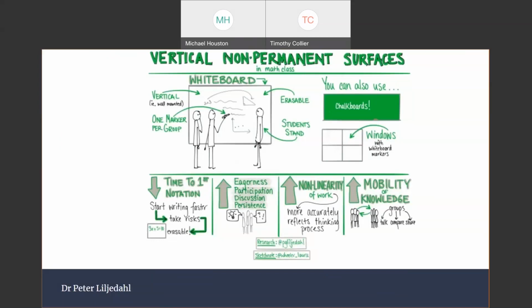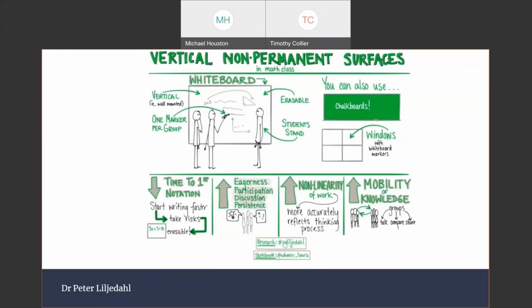So, having learned to write better questions, we now addressed the culture in our classroom using these non-permanent vertical surfaces. So again, we're talking about whiteboards, chalkboards, windows, whatever, where students can write on something that everybody else can see that's erasable. Dr. Liljedahl has shown that the time it takes students to make their first notation is significantly shorter. Their persistence, their discussion, their eagerness to participate goes up.